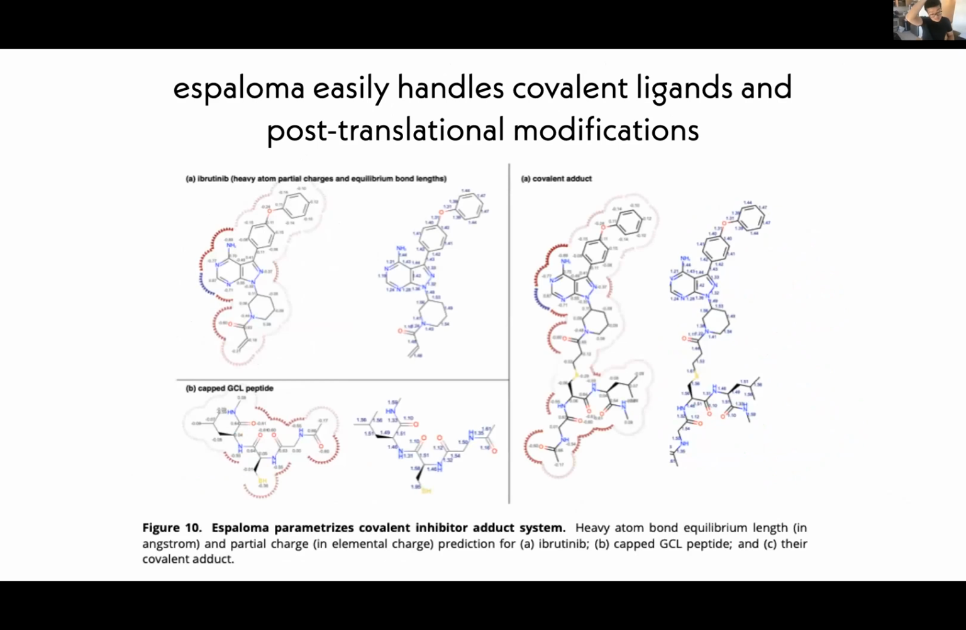And then finally, we can do some even more exotic things that have never been done before, namely parameterizing a very heterogeneous system like this covalent adduct, right? Previously, because you have a separate small molecule force field and a separate protein force field, it's almost impossible to determine the parameters around the bridge of the covalent adduct. But in Espaloma, because we don't care whether you're a protein or a small molecule, you're just a graph, it can parameterize these kinds of things very easily.